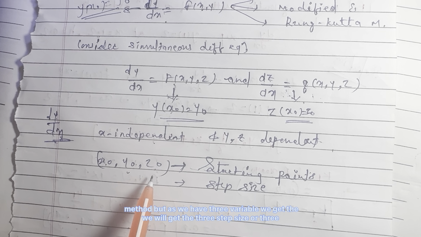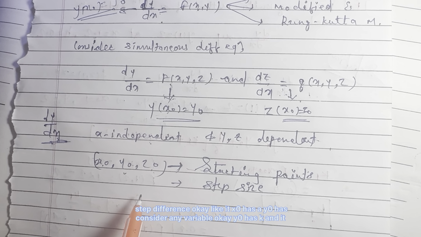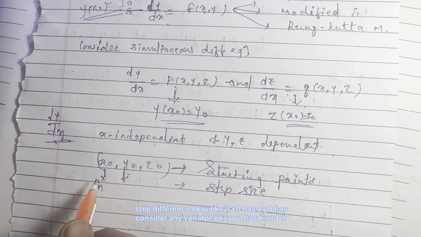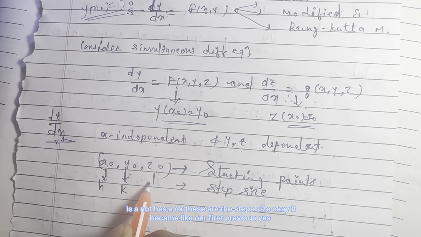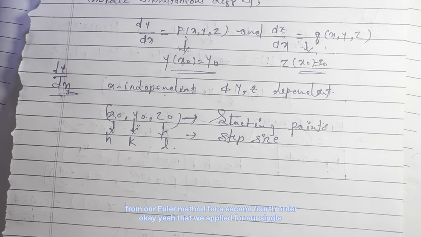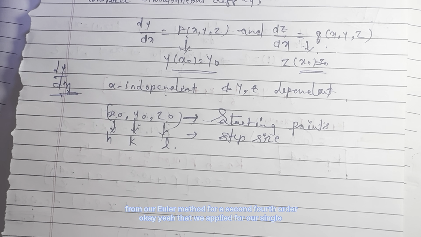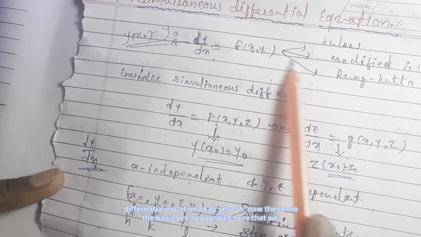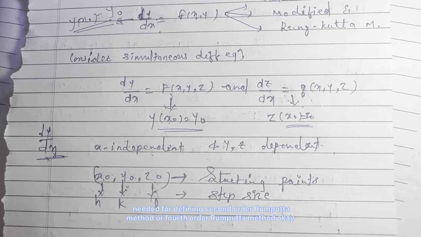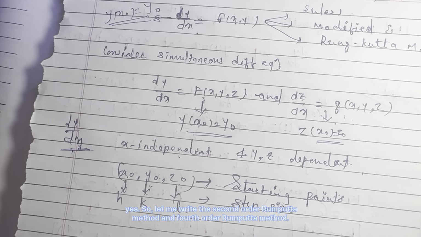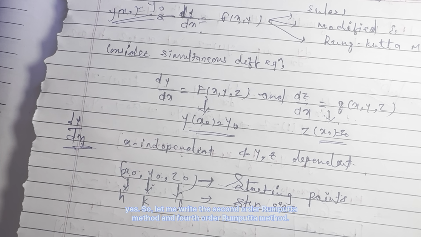But as we have three variables, we get three step sizes, or three differences. Like x naught has h, y naught has k, and z naught has l. These are the step sizes. They behave like the h from our Euler method and second and fourth order methods that we applied to our simple differential equation. These are the basic prerequisites needed for defining the second order Runge Kutta method or the fourth order Runge Kutta method. So let me write the second order Runge Kutta method and fourth order Runge Kutta method.